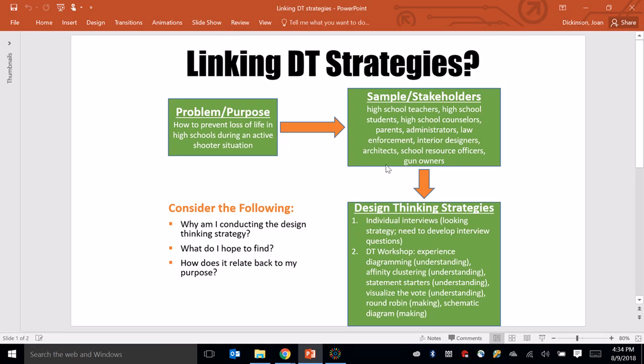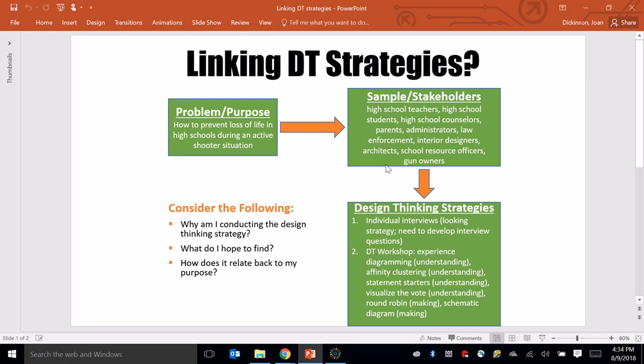Okay, so in our last lecture, we examined looking design thinking strategies, and now what we're going to do is talk about how we can start to link strategies together. In this lecture, we will examine looking, understanding, and making strategies. Also in this lecture, I am going to show you student examples.